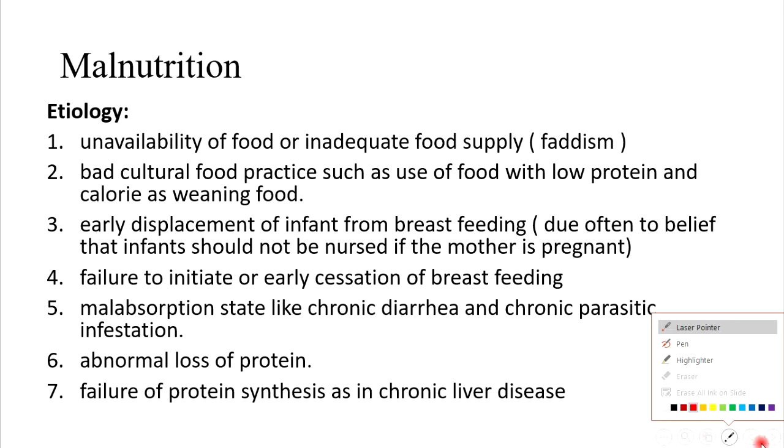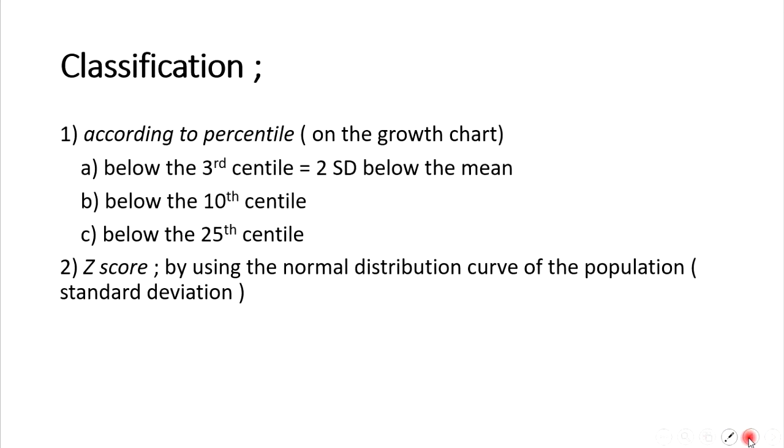Now, classification of malnutrition. We divide the classification to 3 types. First, according to the percentile, using a growth chart. We know there are many types of growth chart. One of the growth charts: weight for age, height for age, or weight for height.